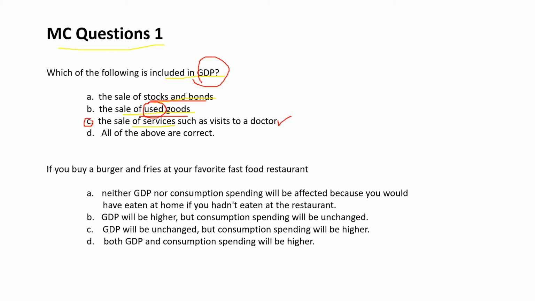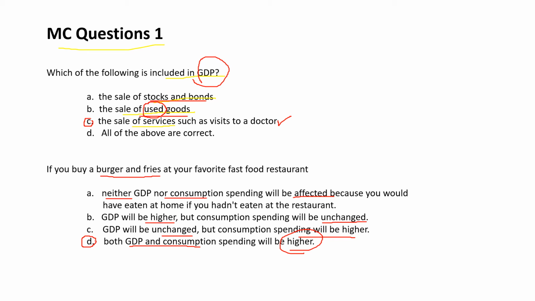If you buy a burger and fries at your favorite fast food restaurant, A. Neither GDP nor consumption spending will be affected because you would have eaten at home if you hadn't eaten at the restaurant. B. GDP will be higher, but the consumption spending will be unchanged. C. GDP will be unchanged, but consumption spending will be higher. So it is the other way around. And D. Both GDP and consumption spending will be higher. The answer is D.